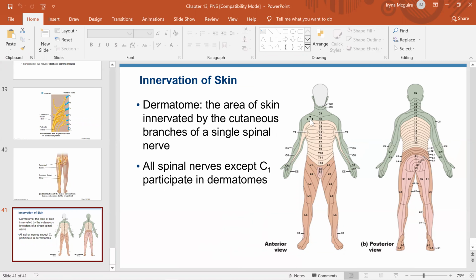So if the patient lost sensation in this area, we know that C2 is damaged. When the patient lost sensation in this area, we know L2 is damaged. That's the clinical significance of the dermatomes.